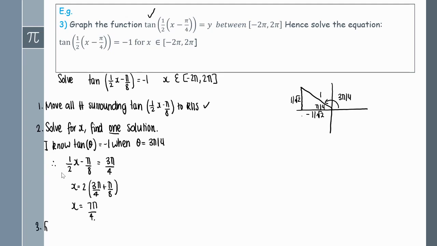The third thing we do is know that my graph is going to hit minus 1 at 7 pi on 4, plus its period or minus its period. So I can write the general solution being x is 7 pi on 4 plus 2 pi k, where k is just an integer, or plus my period.